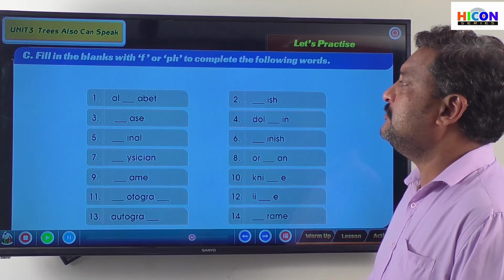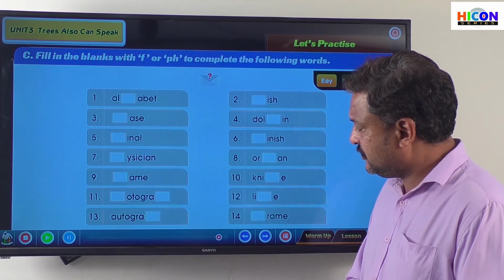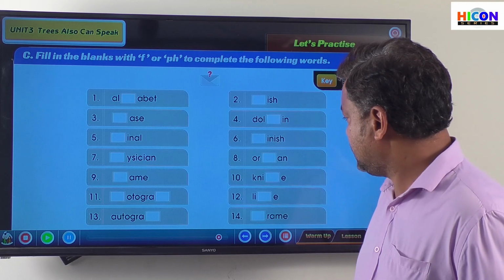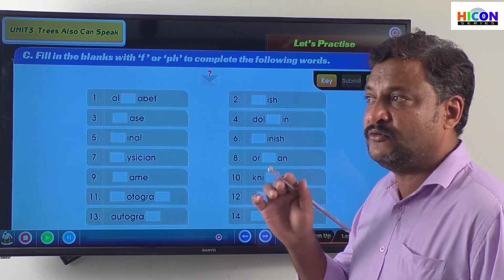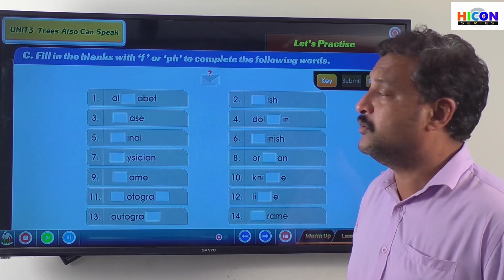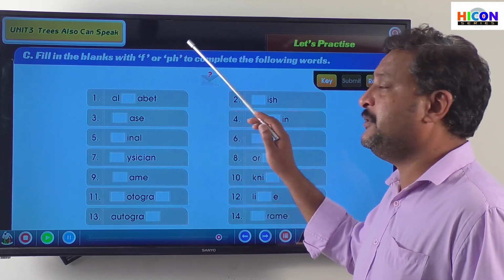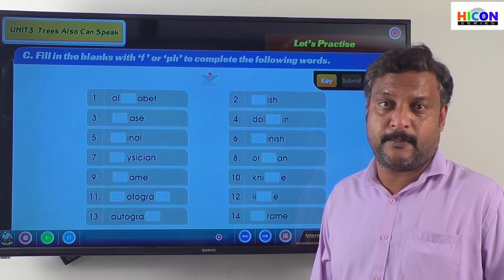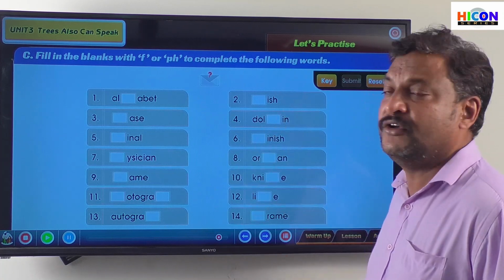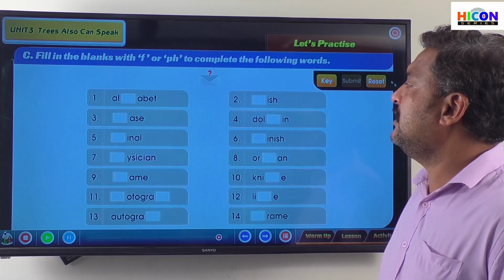Let us practice. Fill in the blanks with F or PH to complete the following words. So here we have a set of 14 words, and all these 14 words have one particular thing in common, and that is the sound F. Now, we know we can use either F or PH to make the sound F. We need to check these words and select either F or PH with which we can make these words complete ones, right?